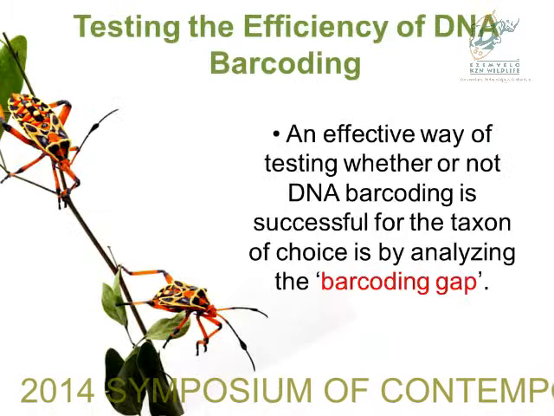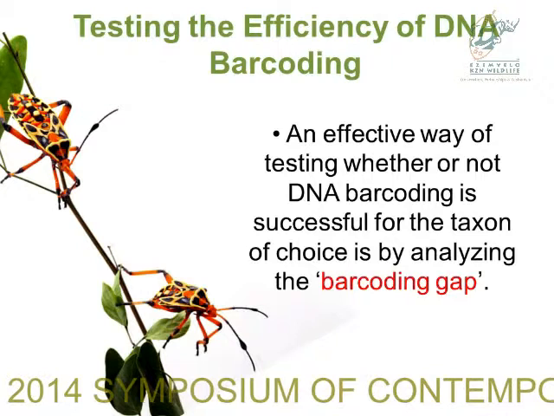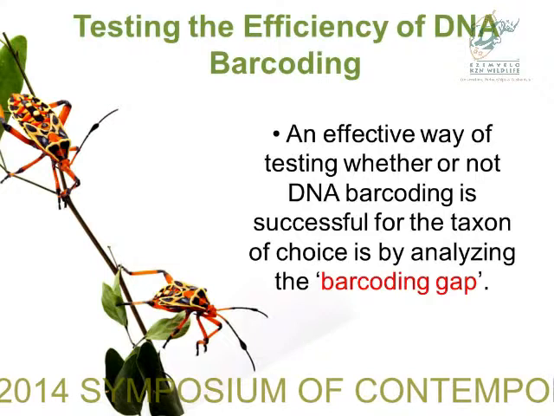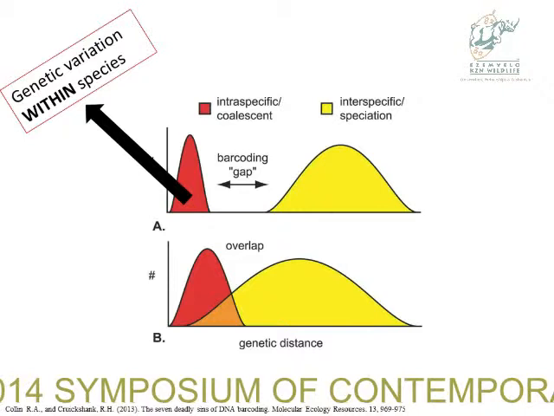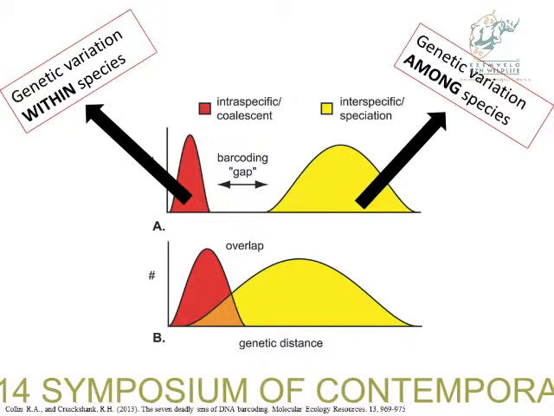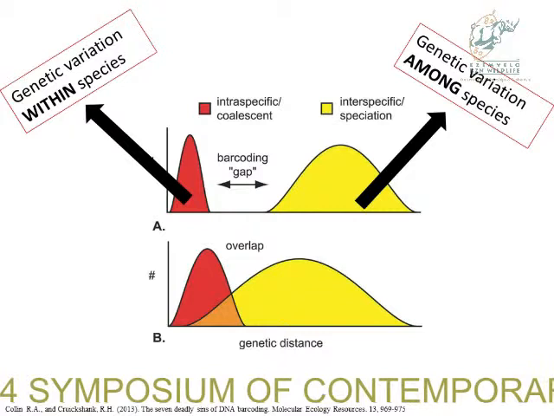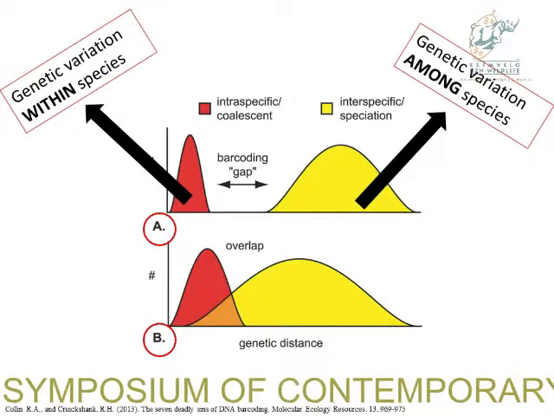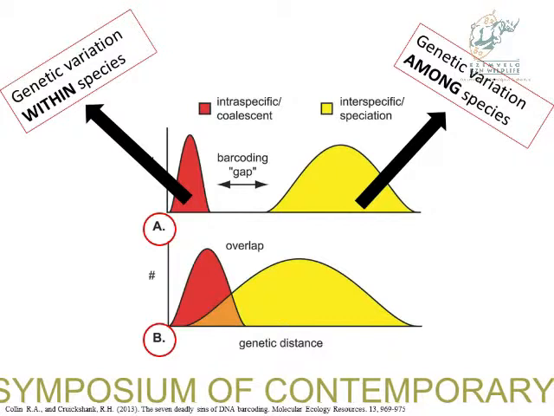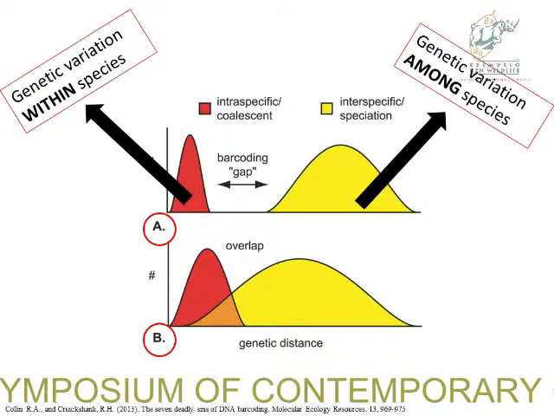In order to test for the efficiency of the DNA barcode, as my lab member discussed before, the DNA barcoding gap is the efficient way of testing whether it's successful in the taxon of choice. So what is the barcoding gap? Firstly, the red part here is the intraspecific genetic variation within species. The yellow is the interspecific genetic variation among the species. As you can see in A, there is a clear barcoding gap between these two genetic distances, and in B, there is an overlap. The barcoding gap represents that DNA barcoding will be successful in the taxon of choice, and the overlap shows that it might not be a successful taxon of choice.